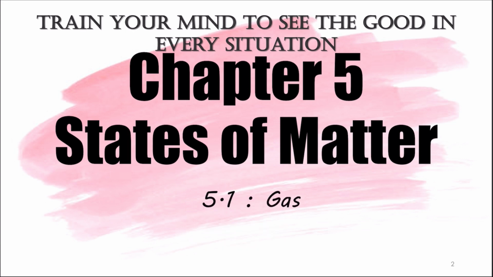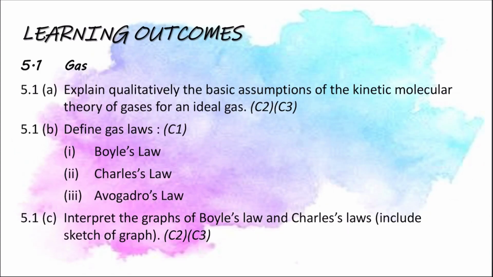This is the first subtopic that we are going to focus on, 5.1, gas, where you have to explain quantitatively the basic assumptions of kinetic molecular theory of gases for an ideal gas. Next one, you have to define the gas laws. There are 3 of them. And you have to know how to interpret the graphs of all gas laws, including sketching of the graph.